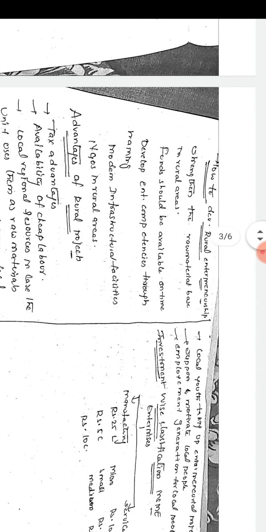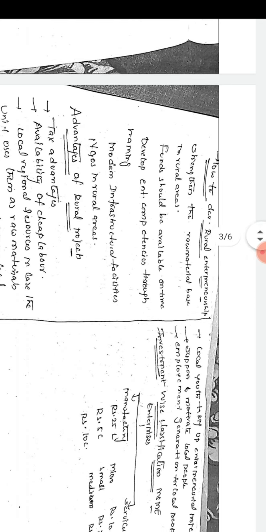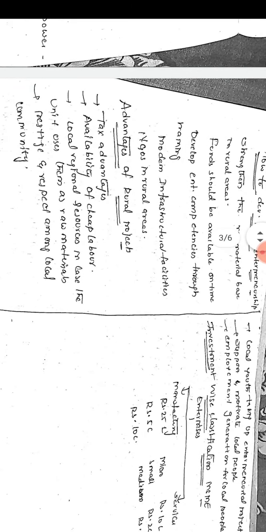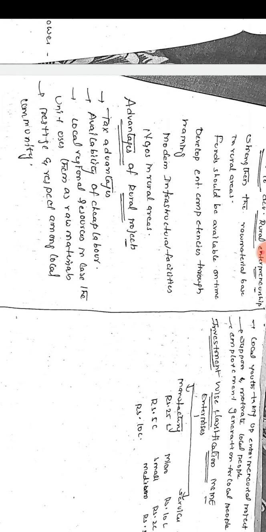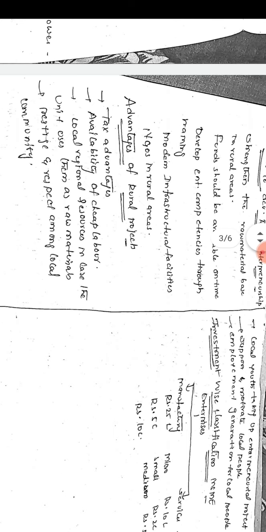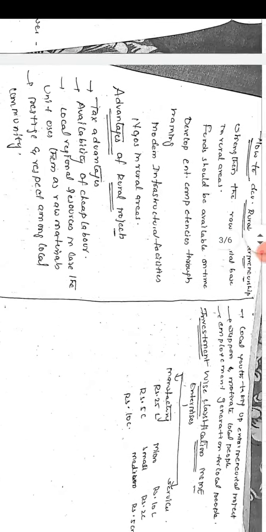So if all these problems that we have discussed earlier are minimized, then there is scope for development of rural entrepreneurship. Next, what are the advantages of rural projects? There will be tax advantages, and there will be availability of cheap labor, and local regional resources in the case of a unit that uses raw materials locally available, and prestige and respect among the local community will be improved with the help of these rural projects.